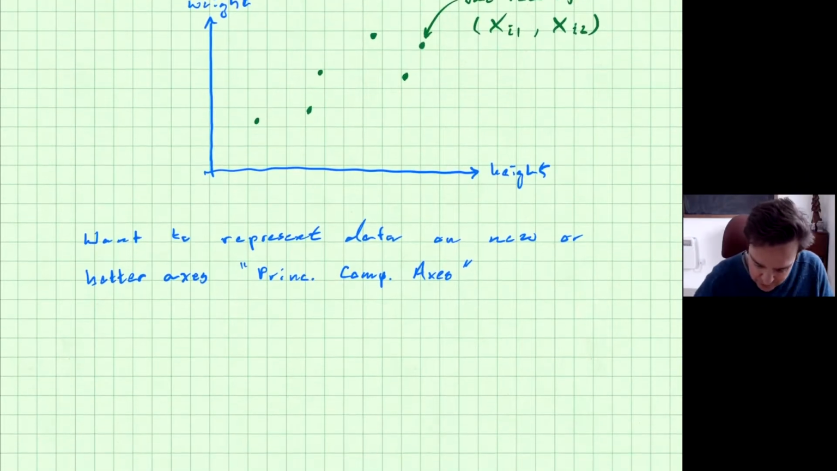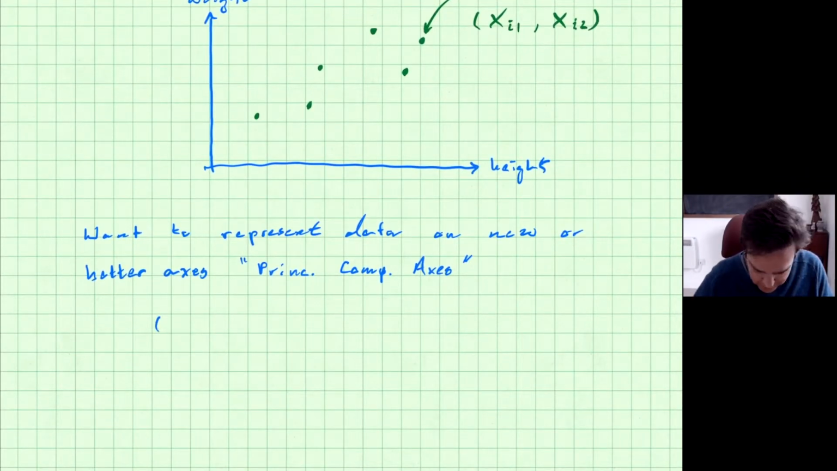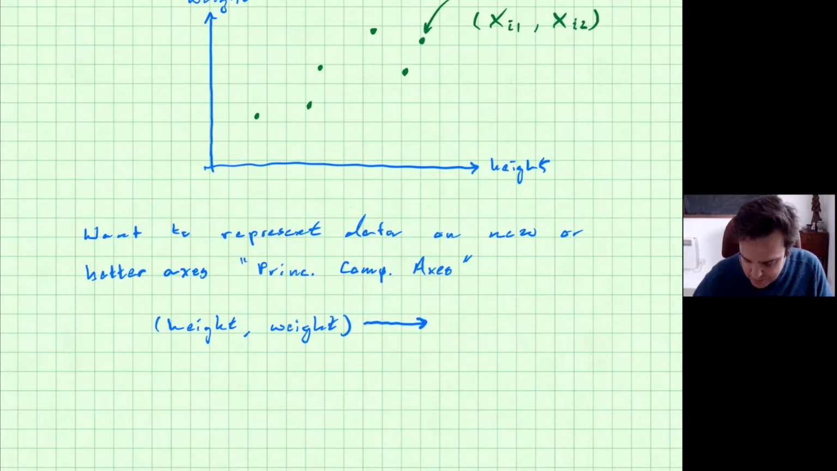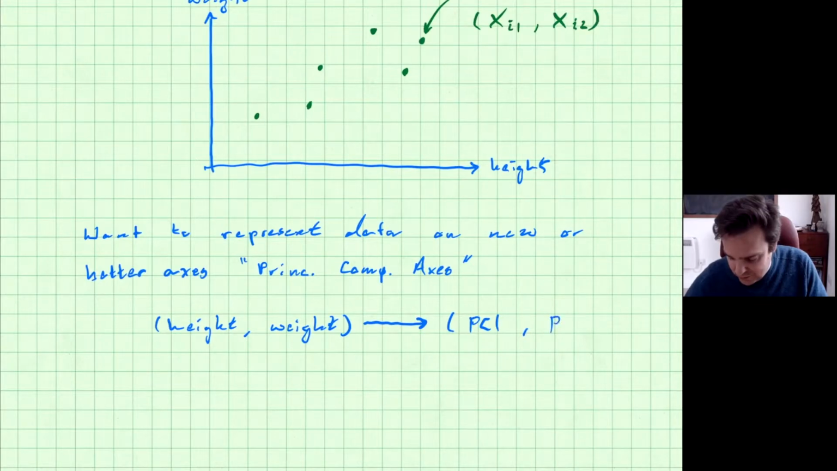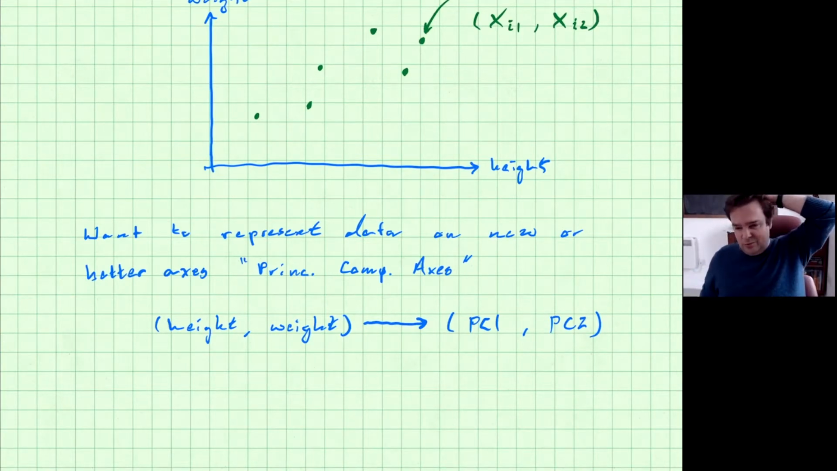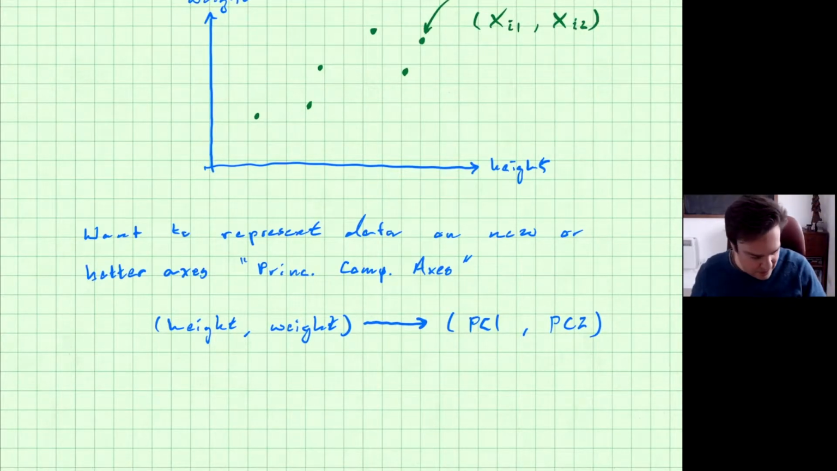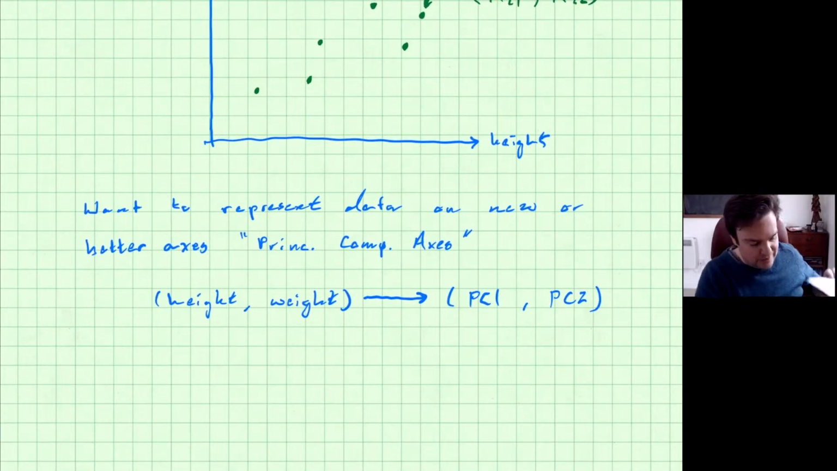All right, and so the idea is we've got the data originally on pairs of height and weight. And we want to somehow transform it so that each row is not a height and a weight, but is some other thing. And we'll call that principal component 1 and principal component 2. Maybe each of those is somehow built out of height and weight. Like, what is that? Body mass index? I think that's done kind of like that. Anyways, so that's the idea, all right?